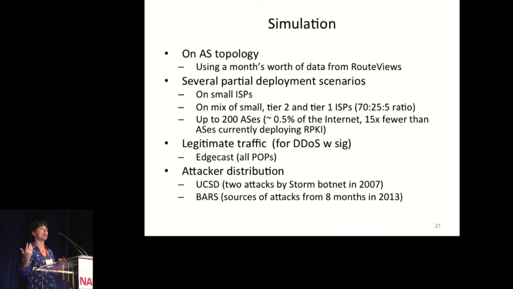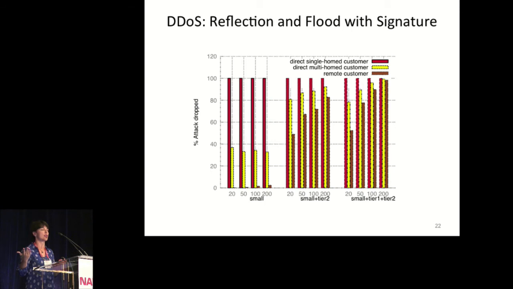For some of these simulations, we needed to assume some things about attacker distribution and legitimate traffic distribution, and we used both realistic traces from Edgecast for legitimate traffic and from Bars Group at CMU and UCSD for attacks. And we also looked at just random choices of attackers and legitimate clients. And all these simulations had similar conclusions. I'll just show you a few of those.